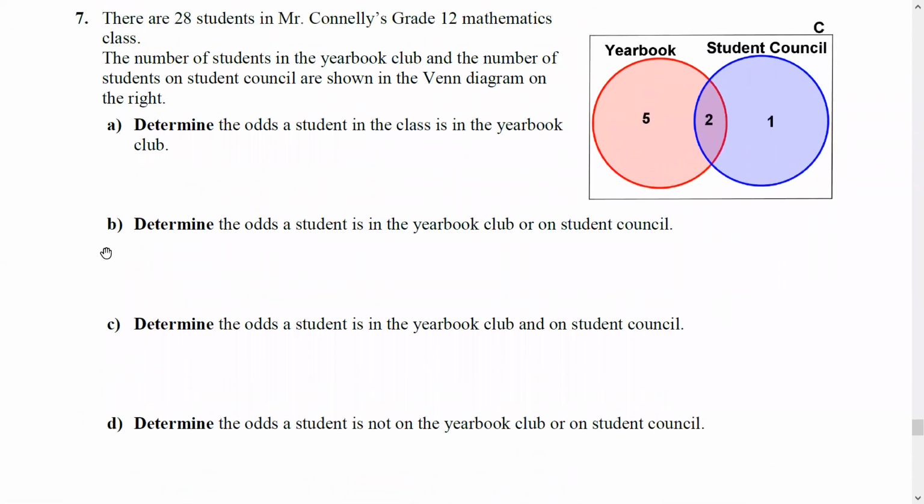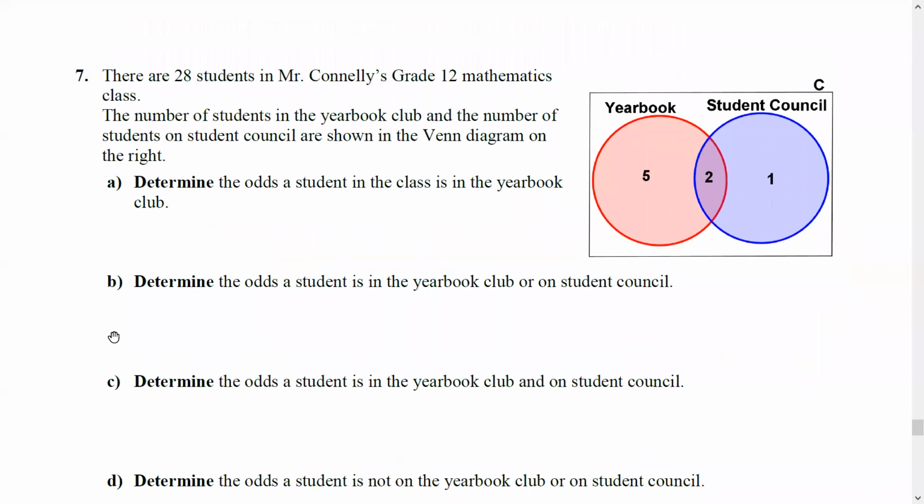Let's go back up to here. Hey, there's 28 students in Mr. Connolly's math class. I wish there was 28 kids in my class. Hey, wouldn't that be awesome? The number of students in the yearbook club and the number of students on student council are to the right. Hey, it's a Venn diagram. So here's where we start linking our units together.